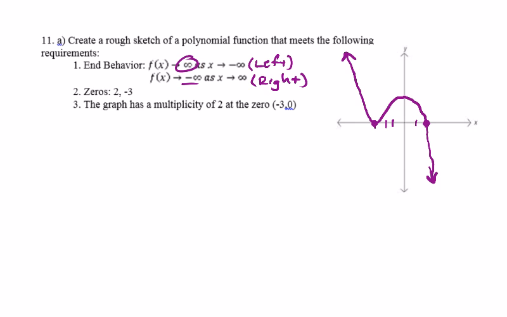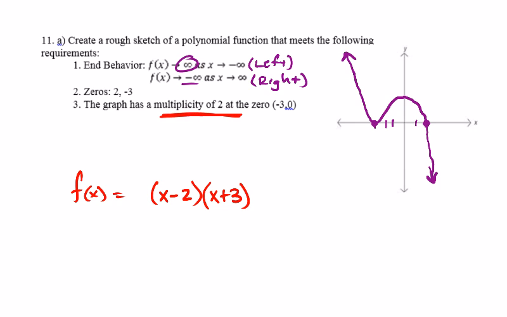If somebody were to ask us to give a function rather than a graph, we would say f of x equals, and since the zeros are 2 and negative 3, we know we're supposed to write that as x minus 2 in parentheses and x plus 3 in parentheses. And now we just have to get the exponents and the end behavior right.